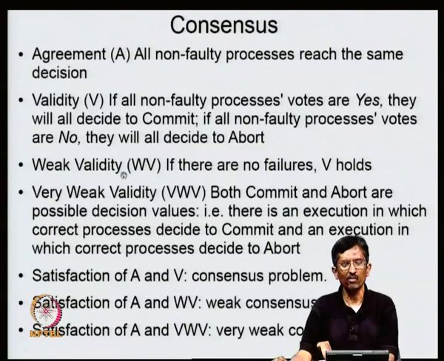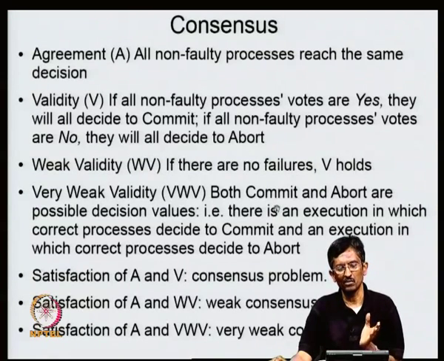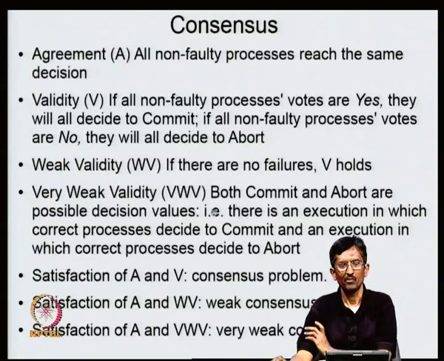Then there is also a very weak validity. Both commit and abort are possible decision values. There is an execution in which correct processes decide to commit, and an execution in which correct processes decide to abort. So, there is a lot more latitude here. Here we mentioned that if all non-faulty processes vote yes, then they have to decide to commit. Here it is possible that in spite of that, they can do an abort. It is even weaker. The only thing that is being said here is all agree on either commit or abort. That is all they say. Whereas this one is stronger.